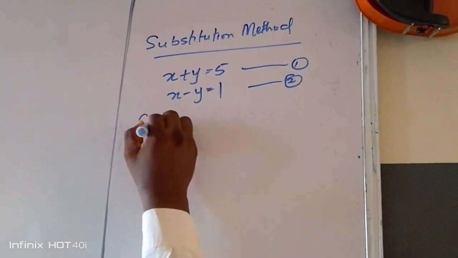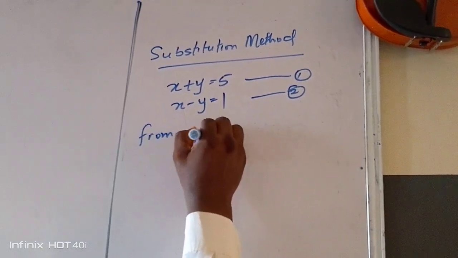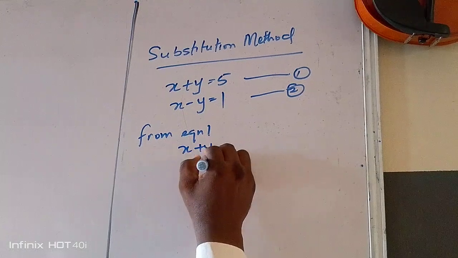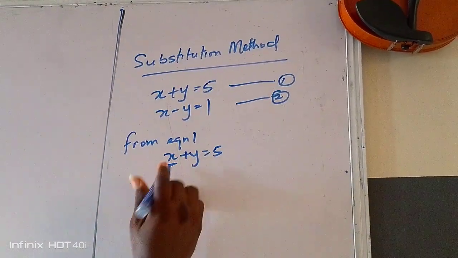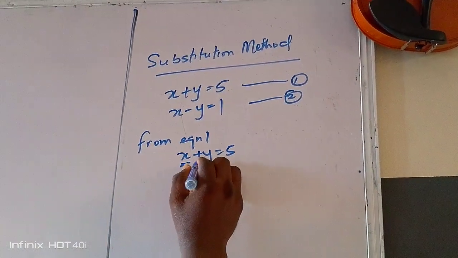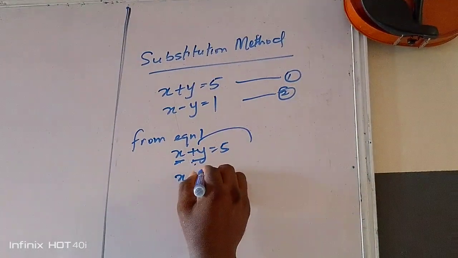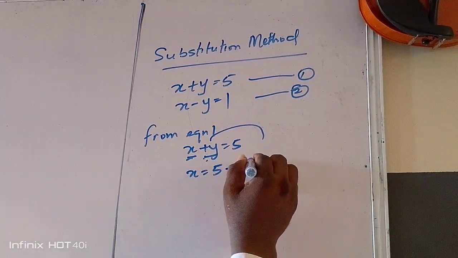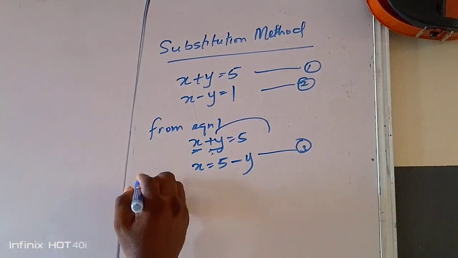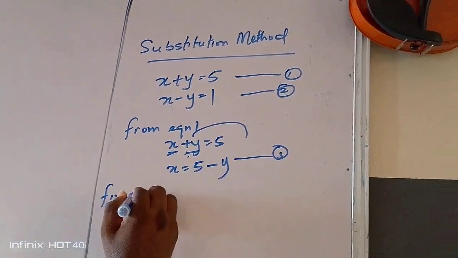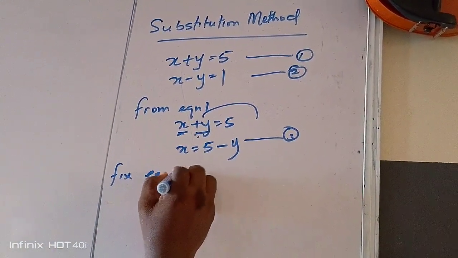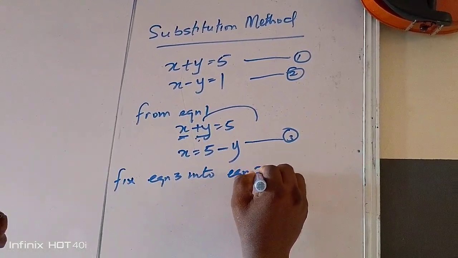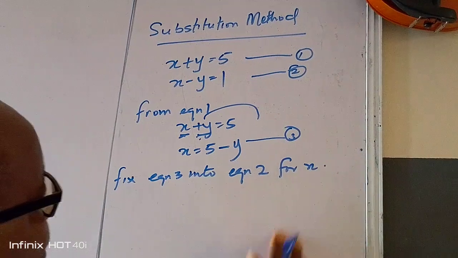From equation 1, I can say x plus y equals 5. Let me make my x the subject. So I'll say x is equal to, when this plus y moves here, it becomes 5 minus y. Okay, so let me call this my equation 3. So I will substitute equation 3 into equation 2 for x.